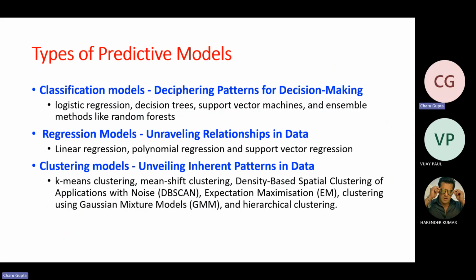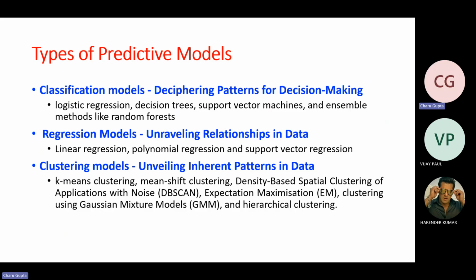The different types of predictive models which are available: the first one is the classification model, wherein we use logistic regression methods, decision trees, and ensemble methods. The second one is the regression model, which is used in forecasting the weather and forecasting sales. It includes linear and polynomial regression.